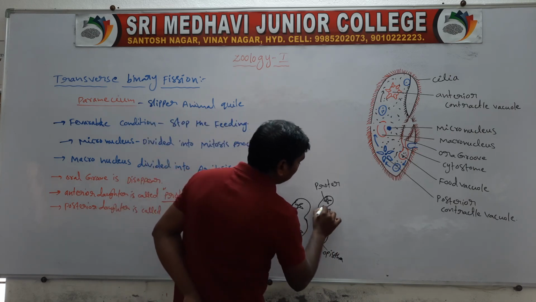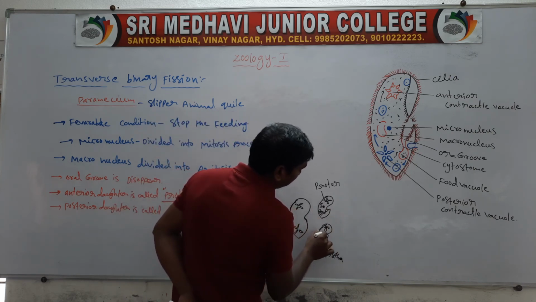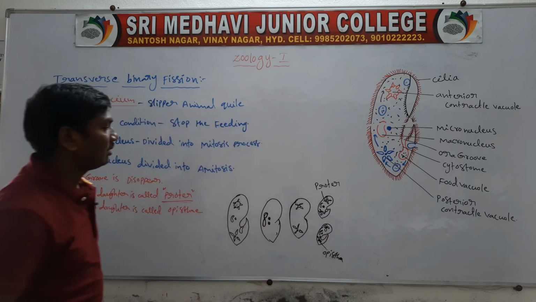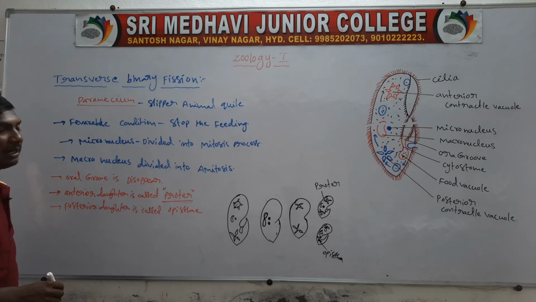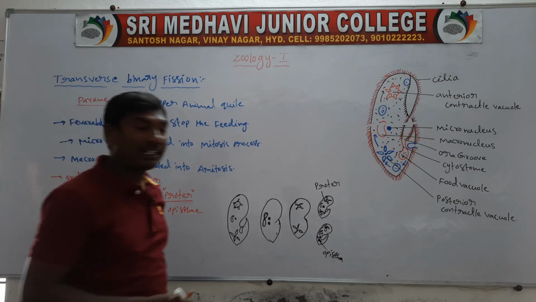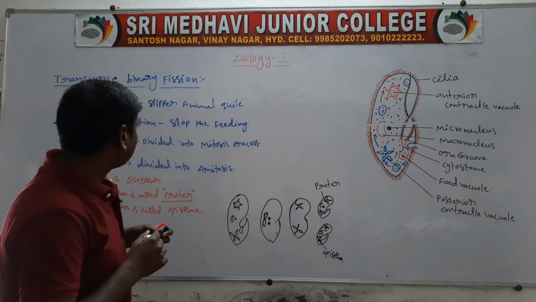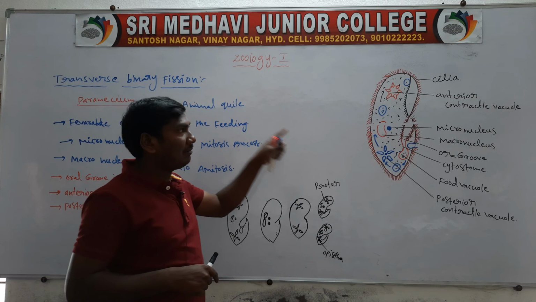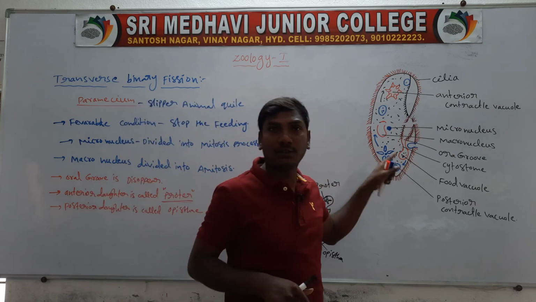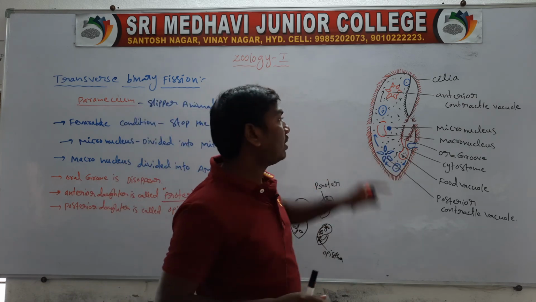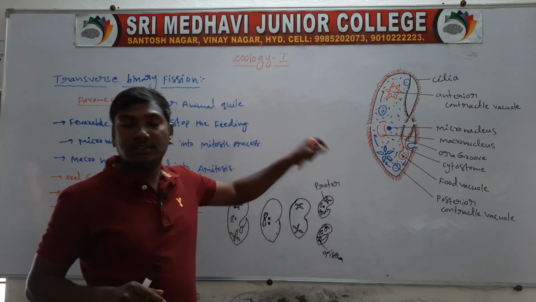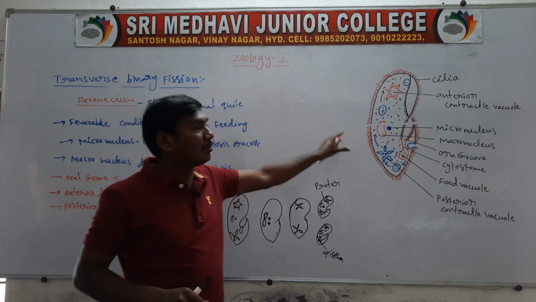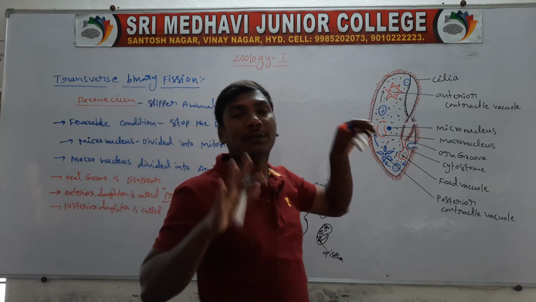This is also present in the micronucleus and macronucleus. These steps are called transverse binary fission. The transverse binary fission occurs in Paramecium. Paramecium is also called the slipper animalcule because it looks like a slipper. Under favorable conditions, the Paramecium stops feeding.